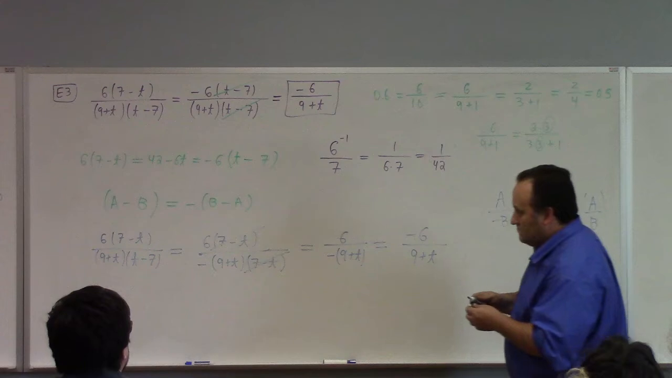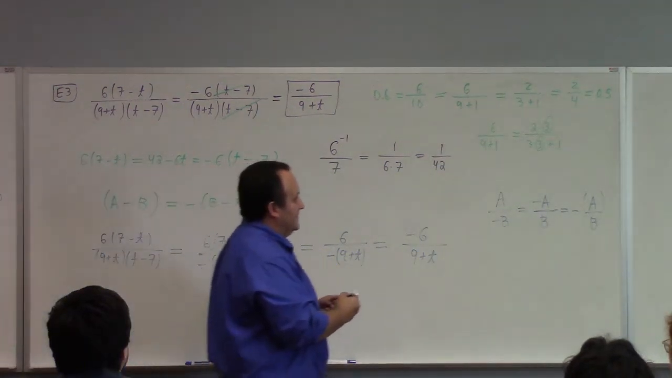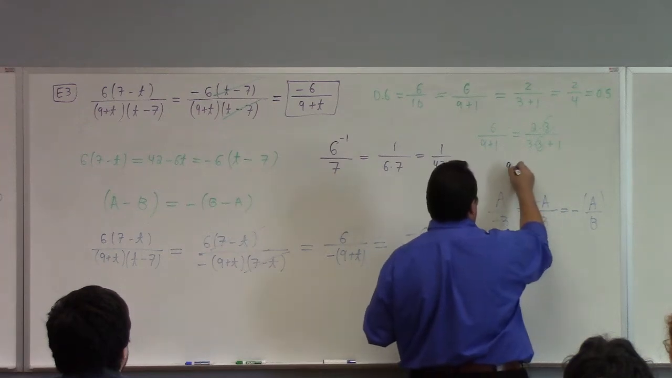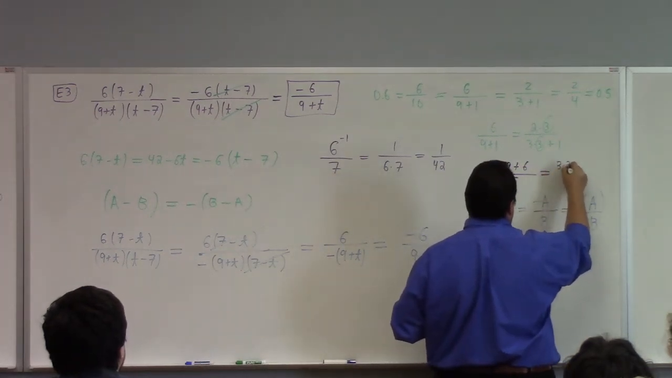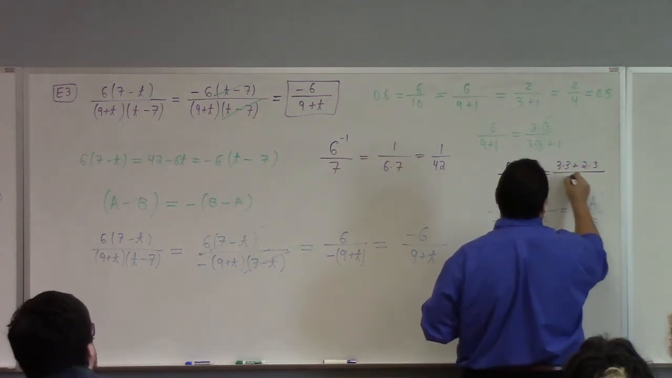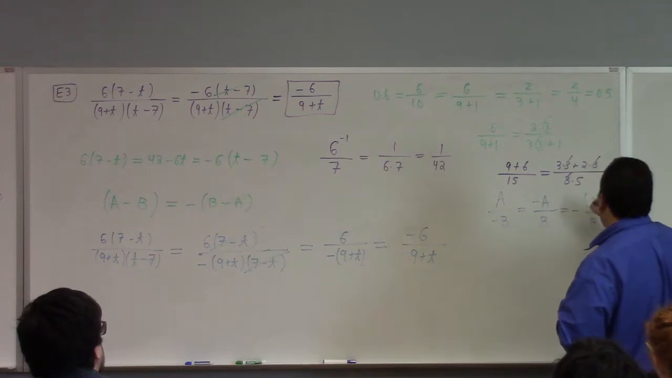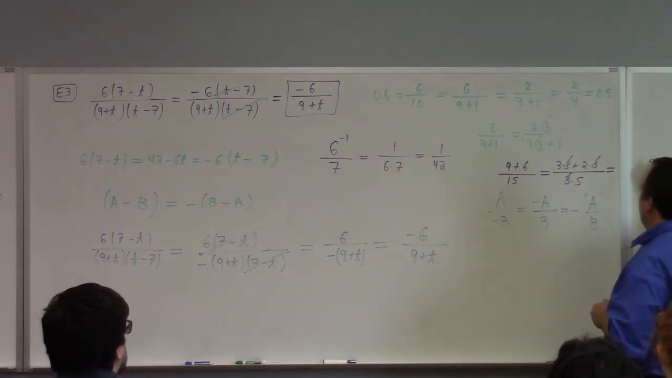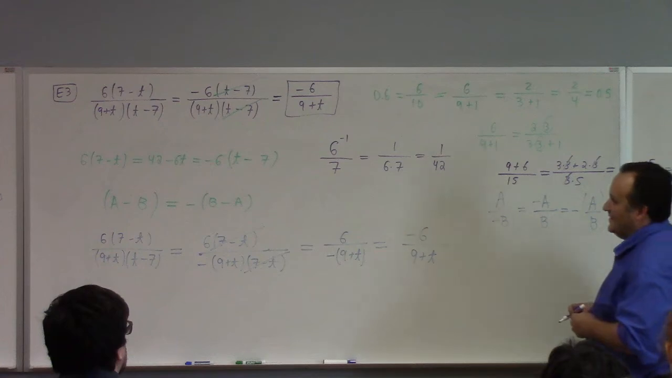So if it was like 9 plus 6? If we had 9 plus 6 over 15, sure, we could say that's 3 times 3 plus 2 times 3 over 3 times 5. Then the 3's cancel like that. And we get 5 over 5, which is 1. Oh, cool. I wasn't planning that.